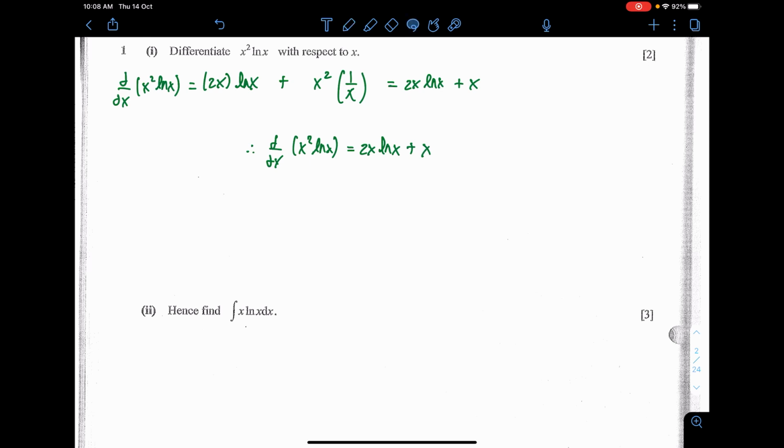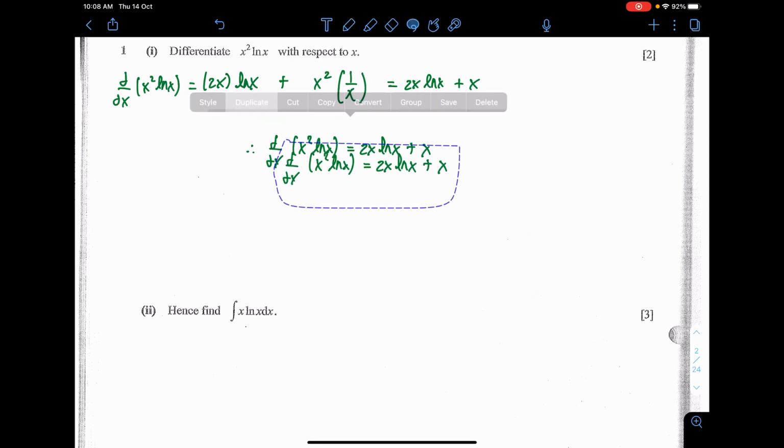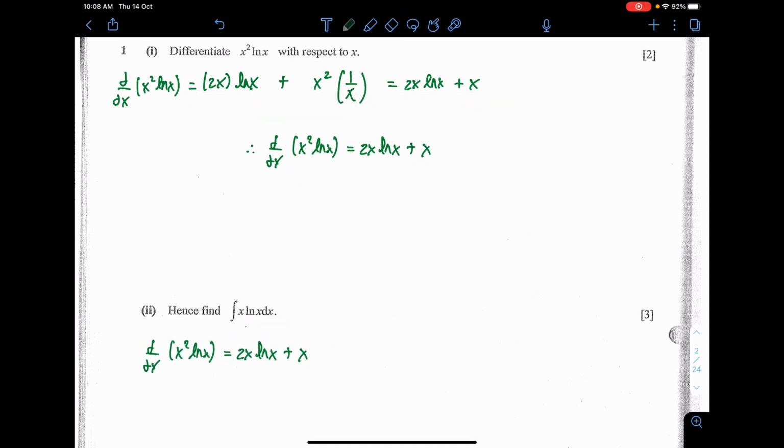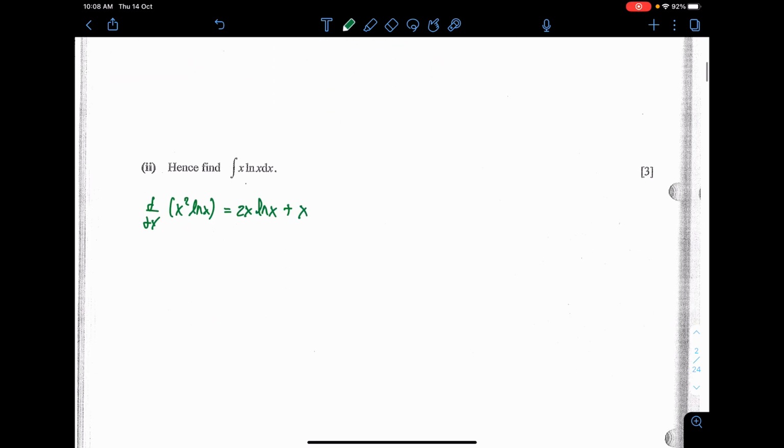Okay, now knowing this, we can utilize it to finish off part 2. Now it's the opposite. Instead of differentiating, I'm going to integrate. Since the differentiation of the left hand side results in the right hand side, that means if I integrate the answer from the right hand side, I'm going to get the answer from the left hand side. So integrate the answer, you're going to go back to the question. That's the idea of integration and differentiation.